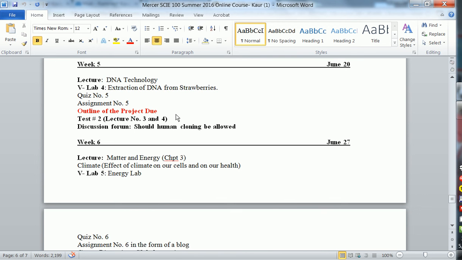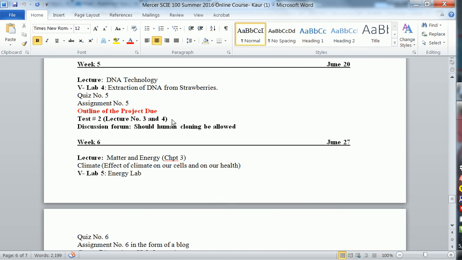In week 5, we have some extra things. Outline of the project due. In week 5, I will be creating a Dropbox again on Blackboard for the outline of the project, and you will be submitting the outline of the project there. I would just like to know what you're thinking of doing in your science project. I need to see if you are on the right track. After I approve your topic and your experiment, you can go ahead and do your experiment. So this will be due in week 5.